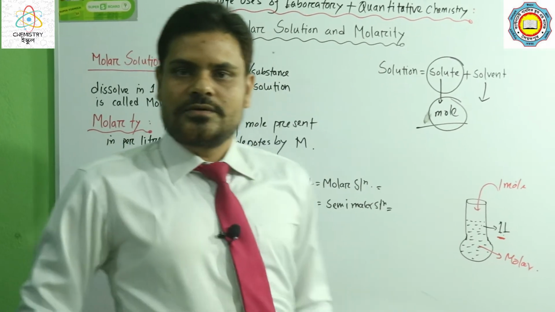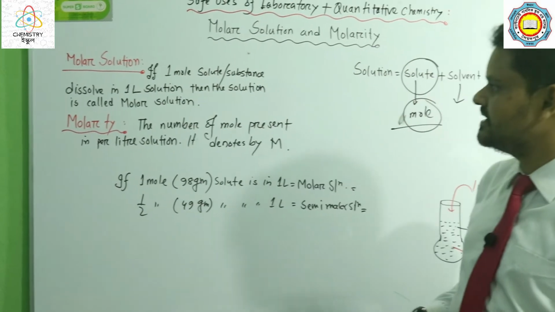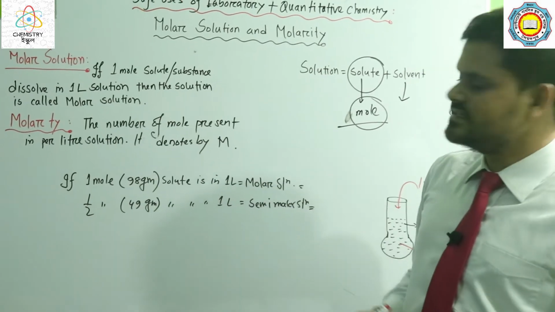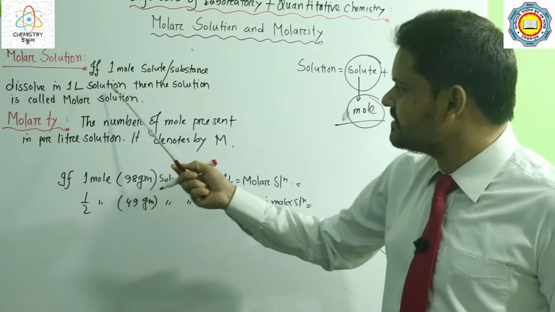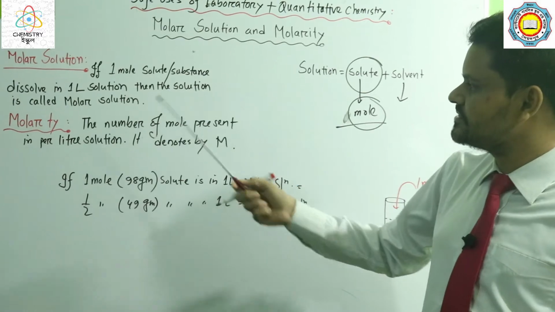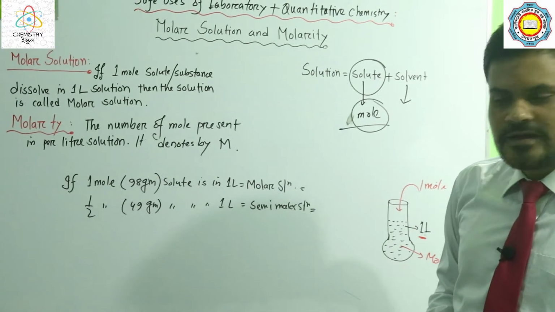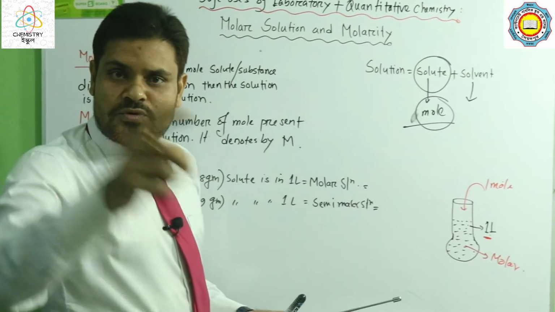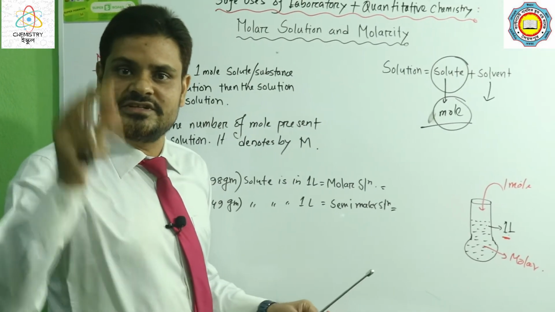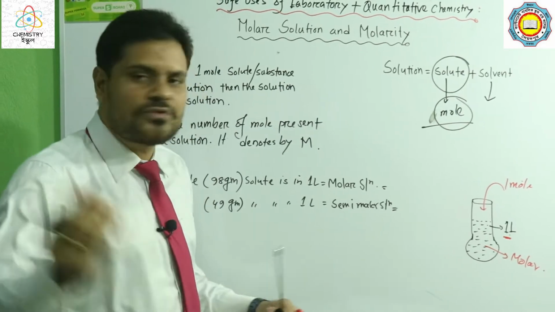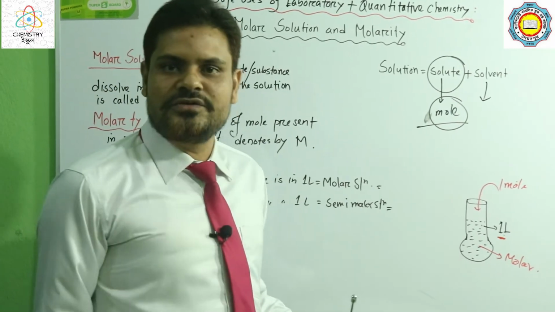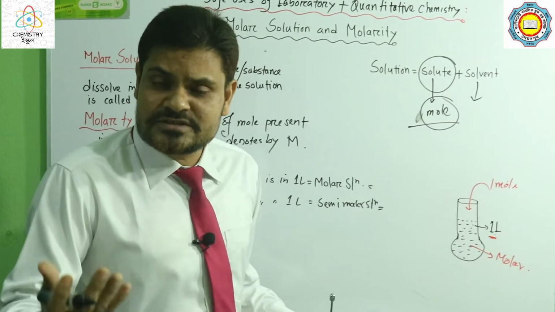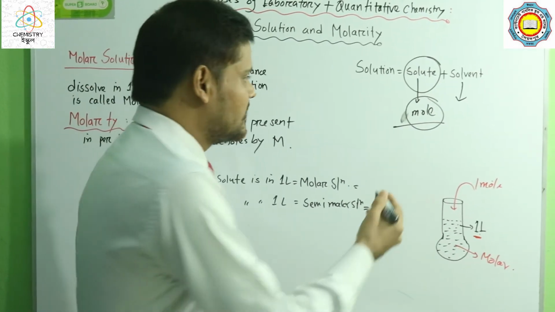And that is why we can easily define the molar solution. Look here, if 1 mole of solute is dissolved in 1 liter of solution, then the solution is called the molar solution. Dear learners, here we have to learn about the mole first. You know the mole. Mole means when we express the molecular mass of any substance in gram. Molecular mass means the formula mass of any substance.